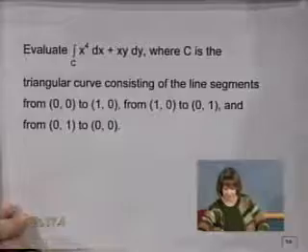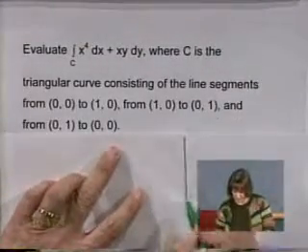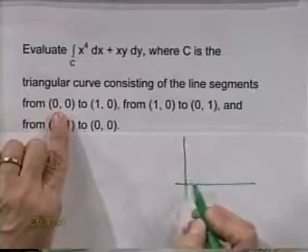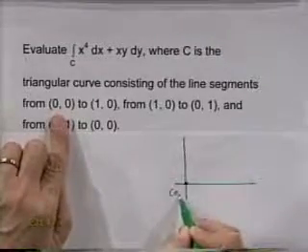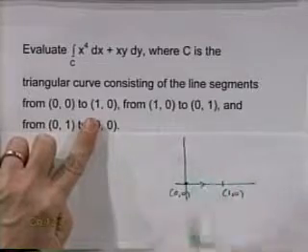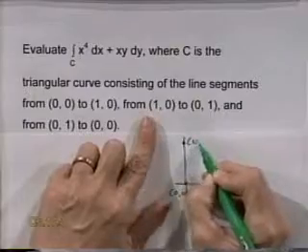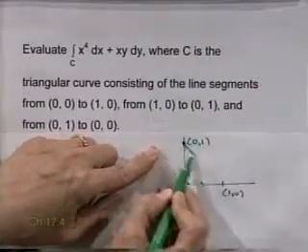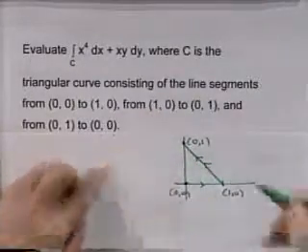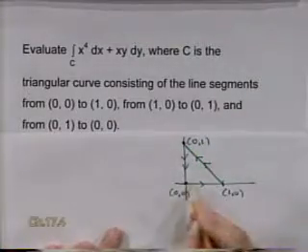All right, so let's just draw a picture of what our region looks like. Our curve is going from 0, 0, so here's 0, 0, to the point 1, 0. So I'm going in that direction. And then from 1, 0 up here to 0, 1. So we have that line segment going this way. And then we're going from 0, 1 back to 0, 0. So this is the curve C.